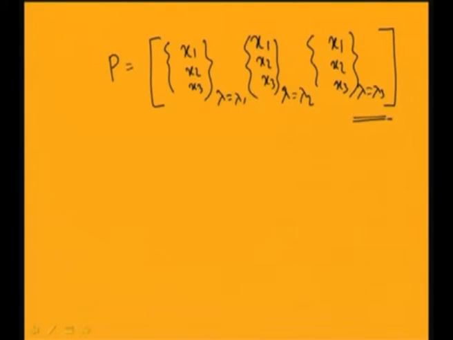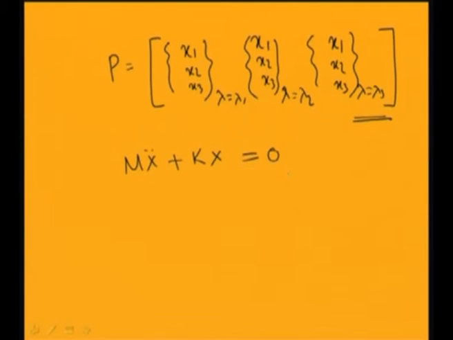So let us have an equation of motion in this form. This is m x double dot plus k x equal to 0. Now we can uncouple this equation by writing x equal to P y. So we can write this equation as m P y double dot, for x I have written P y, so m P y double dot plus k P y equal to 0.